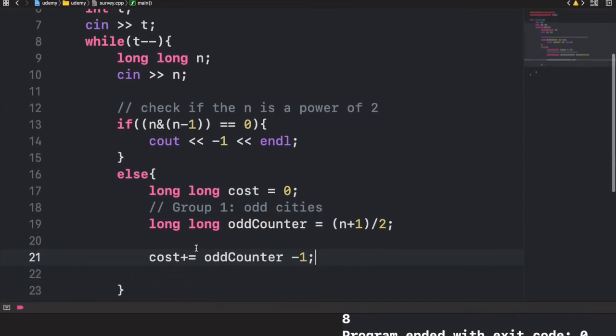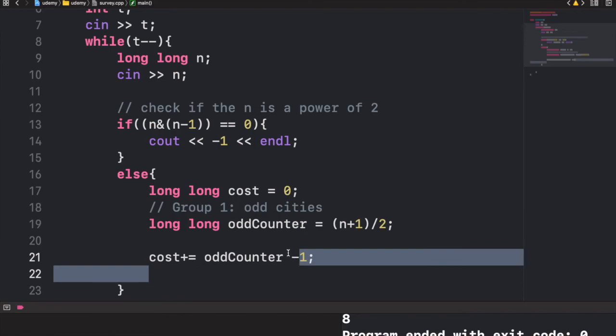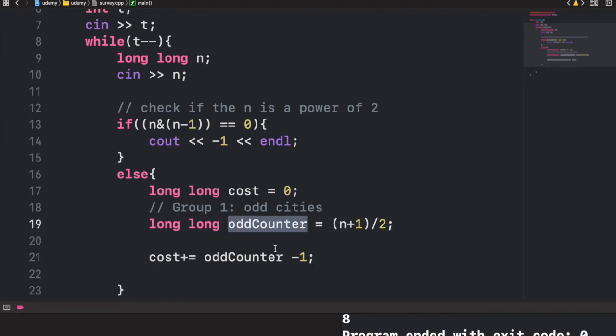And so the reason why we're adding it to the cost is because, again, the number of odd cities is all of the values in group 1, and all the values in group 1 have a cost of 1, so we add it. The reason why we subtract 1 is because one of the odd cities is 1. However, as we already mentioned, the city 1 does not have any cost associated with it, which is why we subtract 1 for the city 1.